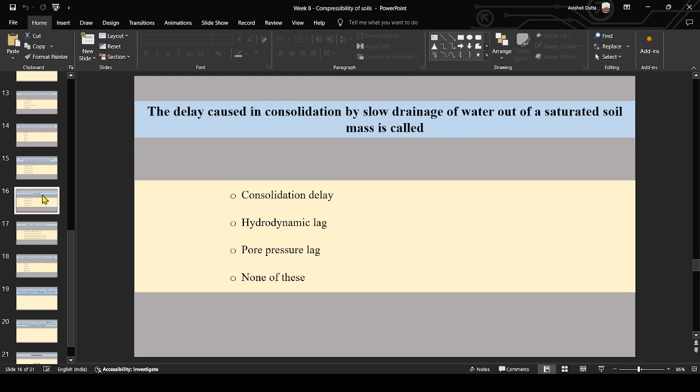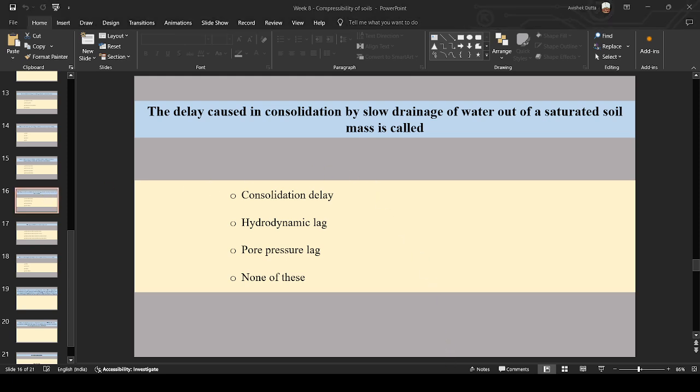The delay caused in consolidation by slow drainage of water out of a saturated soil mass is called. Your options are consolidation delay, hydrodynamic lag, pore pressure lag, or none of these.